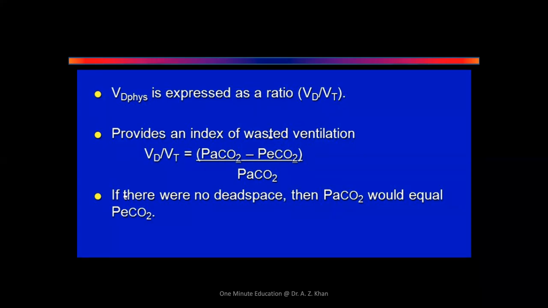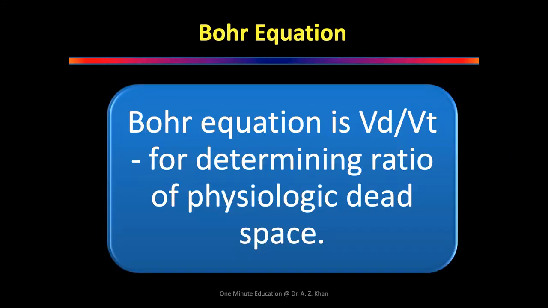Yes or no? Hi, can you hear me? Hello? Yes. Okay. This is Bohr's equation. Bohr's equation is used to calculate physiological dead space. It's very important. VD upon VT is used to determine physiological dead space. This is 100% MCQ, okay? It comes in almost all papers that I've gone through. Somewhere the Bohr's equation has been mentioned. So please read about this.